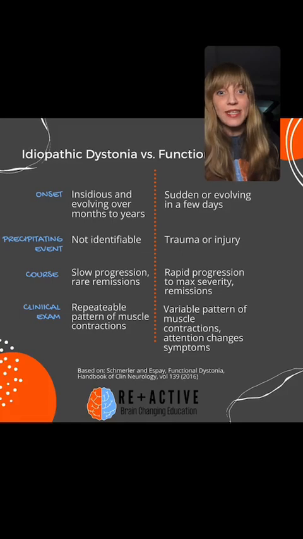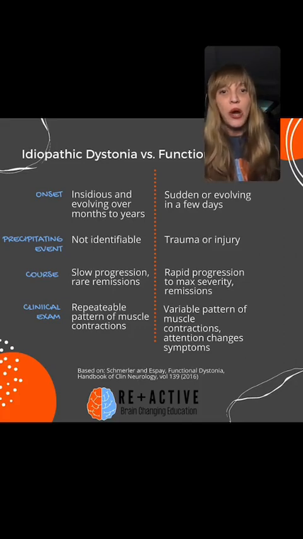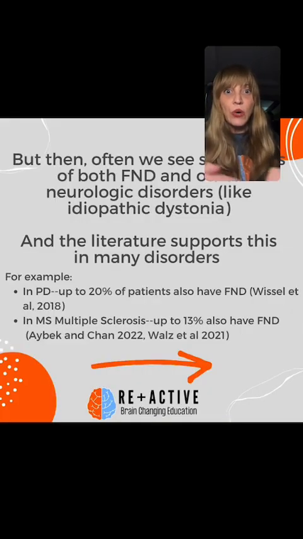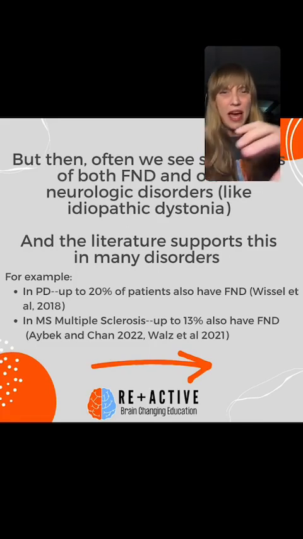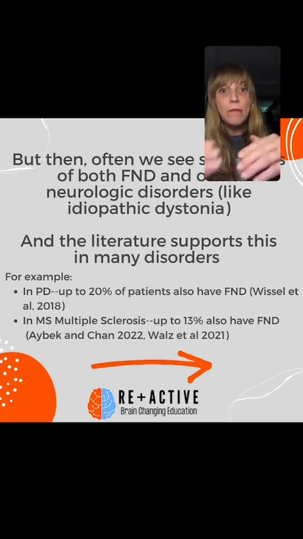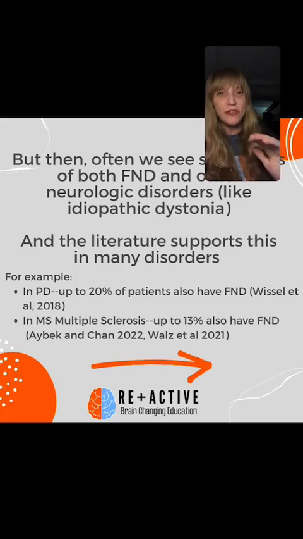Now, it's great that we can distinguish different types of dystonia. What happens, I think, clinically more often is that we see both. So it's not just an either or, is it idiopathic, is it functional dystonia, but we see that the person has dystonia and functional dystonia. And the literature supports this. I've been pouring through the literature as I'm prepping for the mini course that we're doing in our Bytes group.